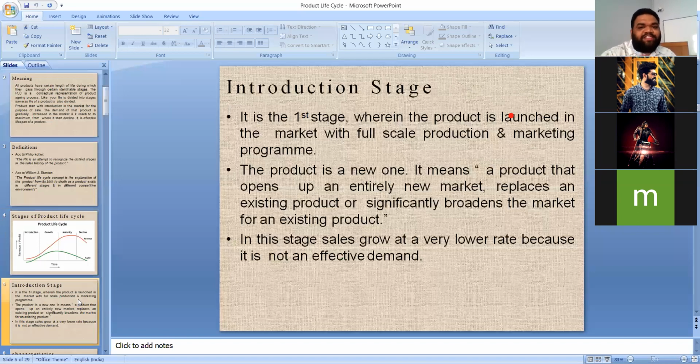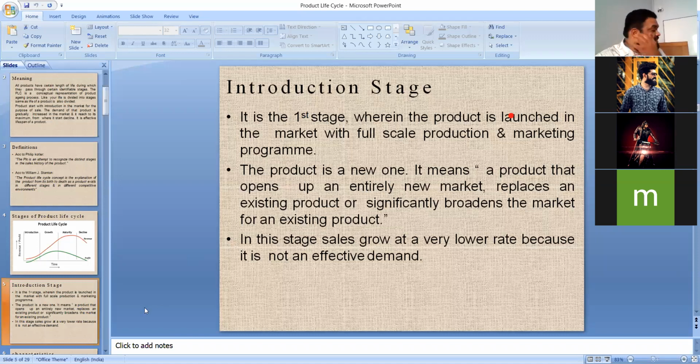See, the introduction stage is the first stage wherein the product is launched in the market with full scale production, with good production. It means a product that opens up an entirely new market, replaces an existing product or significantly broadens the market from an existing product. So there is a chance of replacing the existing product. That is what we say is the introduction stage.